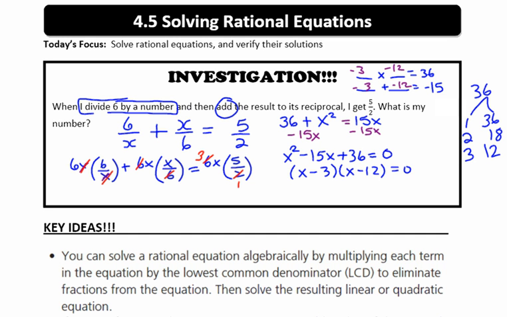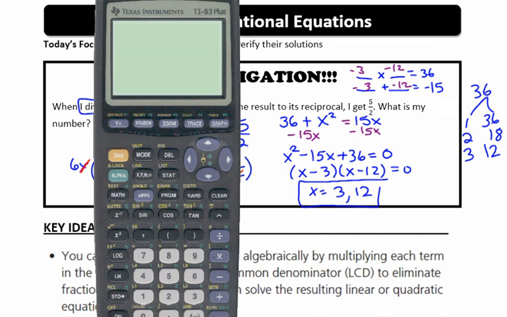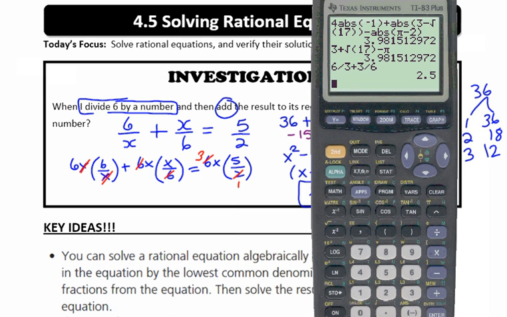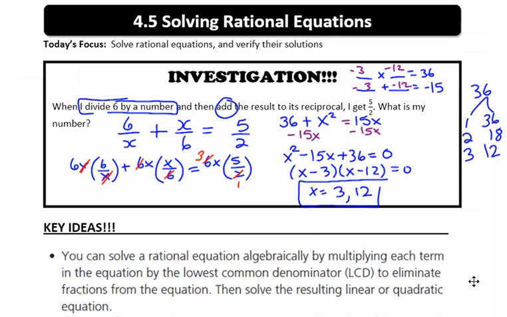So our solution is x is equal to, no, remember opposite sign, 3 or 12. So there's 2 numbers that would work. And you can check this in your calculator. So if I try with 3, 6 over 3 plus 3 over 6, does that equal 2.5? Yeah. Or 6 over 12 plus 12 over 6, that also equals 2.5. So two possible solutions, right? Because 5 over 2 is 2.5.